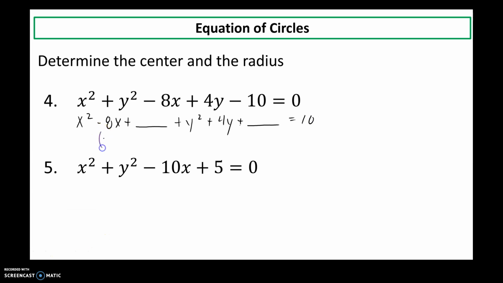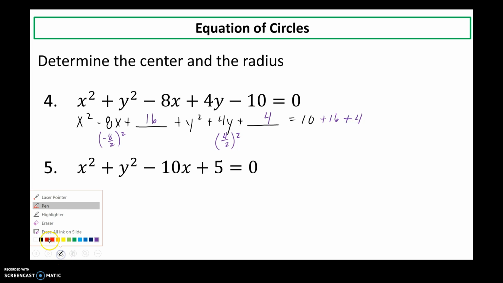Okay, so half of b squared, negative 4 squared gives me positive 16. Half of 4 is 2, 2 squared is 4. But remember, to maintain balance, whatever you add on the left-hand side, you have to add on the right-hand side. So we have to add a 16, we have to add 20 to the right-hand side of the equation so that we can maintain balance.